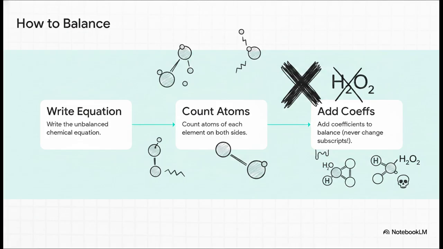We can only add whole numbers to the front of molecules to change their quantity. If you mess with those tiny subscript numbers, you completely change the chemical identity. H2O is water, right? But H2O2 is hydrogen peroxide. You definitely do not want to drink hydrogen peroxide.